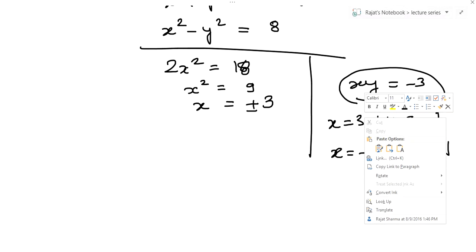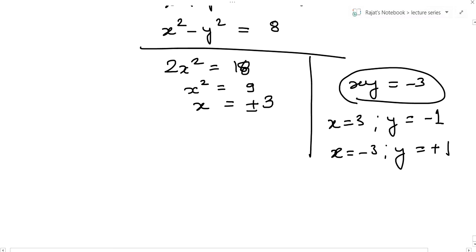We have to use all the three equations. The final answer has to be consistent with all the three equations. So just using two equations, you might get an answer that does not satisfy the third equation. So it's better to include this equation here only. x is equal to plus minus 3.